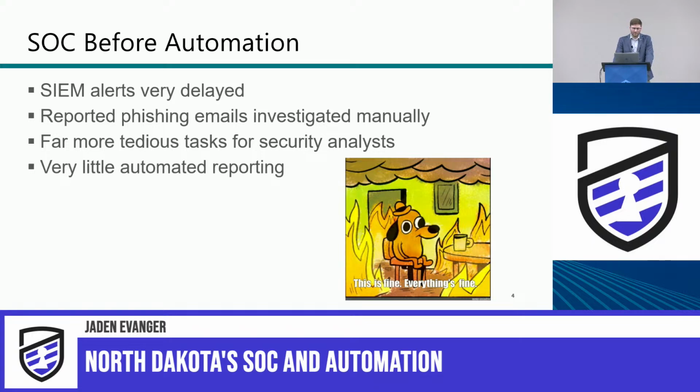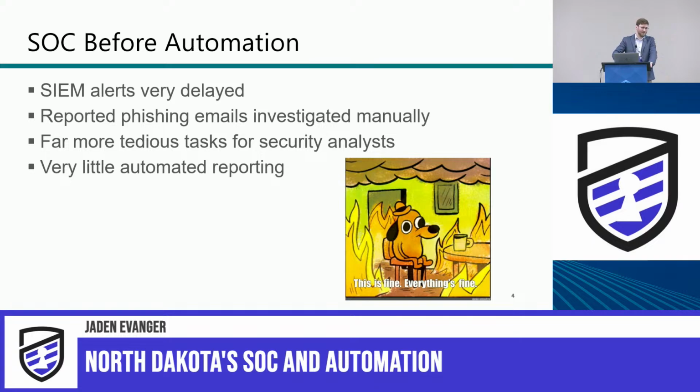And then the SOC before automation, we had a SIM. That SIM was very delayed. You would have alerts coming in, and then you wouldn't see them to be actionable on them until the next day. So you could have like up to 24 hours behind on alerts. That's pretty bad, right? Because when you've got potential attacks coming in and things like that, you really need to act on those right away. That's really the ideal.